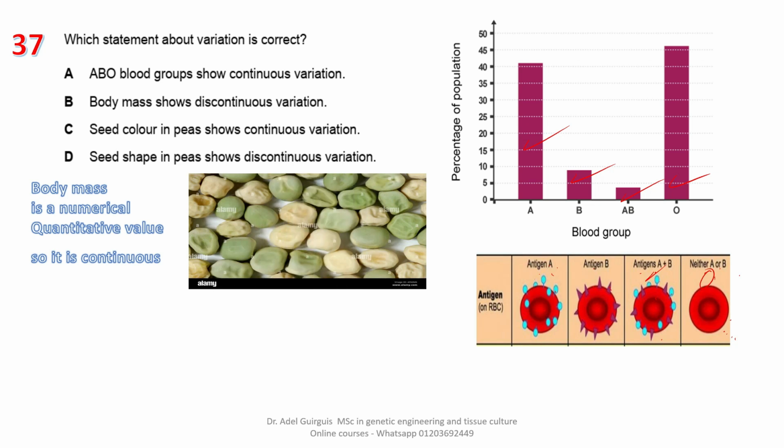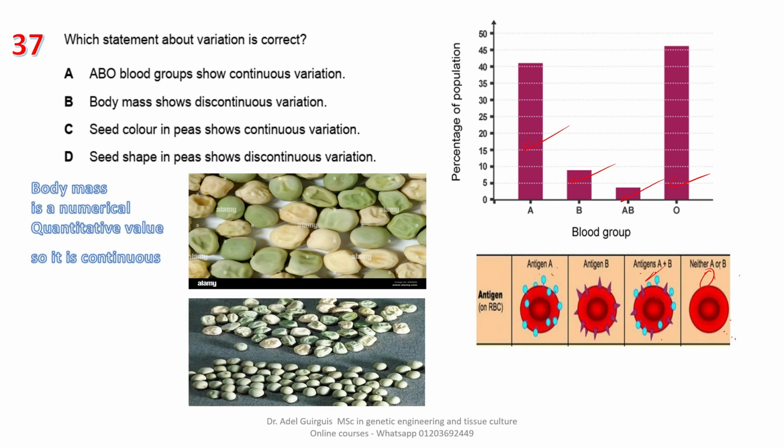What about seed color in bees shows continuous variation? The seed color is either green or yellow. Categoric, so it is discontinuous. What about shape? Seed shape shows discontinuous variation. May be smooth or round like this part or wrinkled. So two shapes represent what? Discontinuous. Is this the correct answer? Okay. The answer is G.